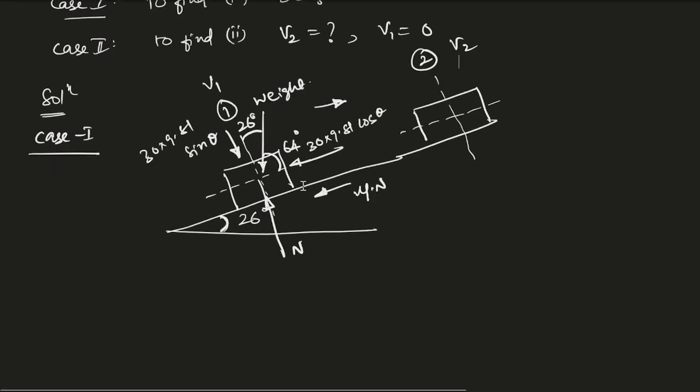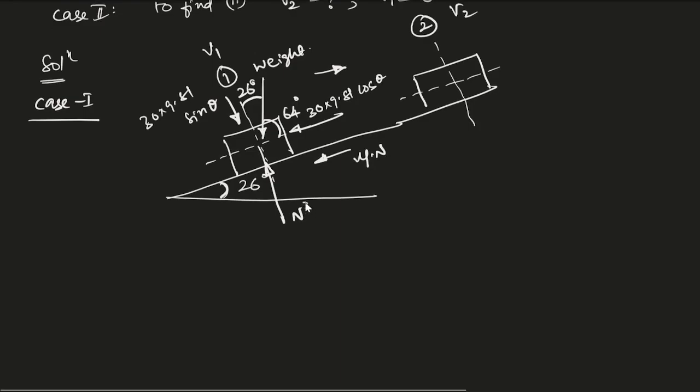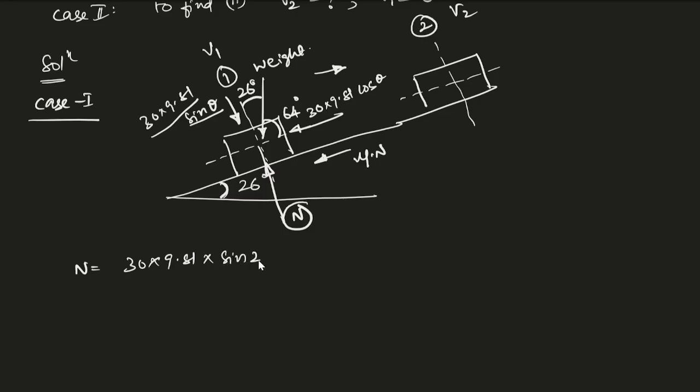Now we know that the normal reaction will be equal to 30 into 9.81 sin theta, that is sin 26 degrees. So N will be equal to 30 into 9.81 into sine of 26 degrees. This gives me the value of 129.01 Newton. This is the normal reaction value.